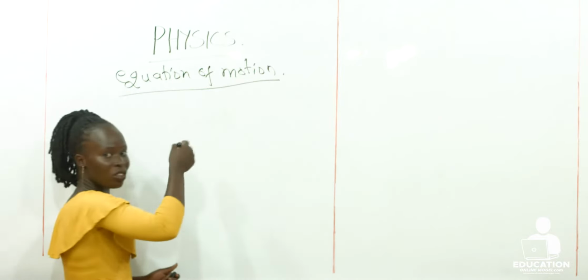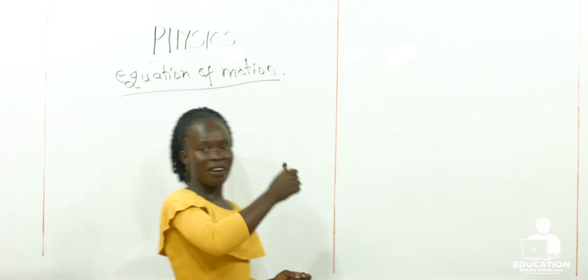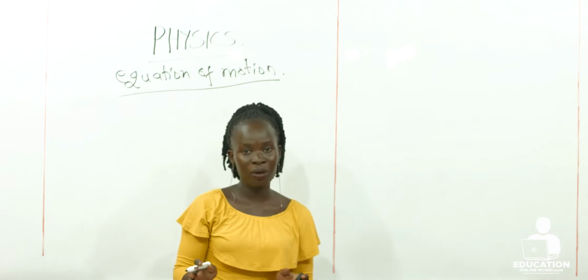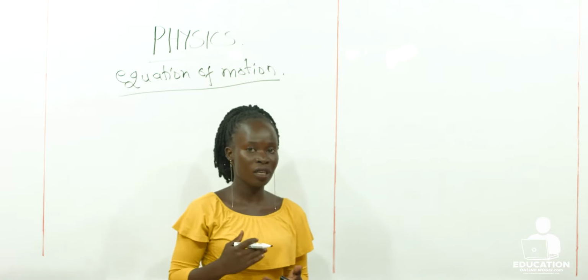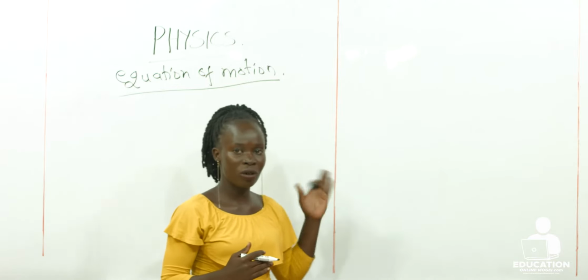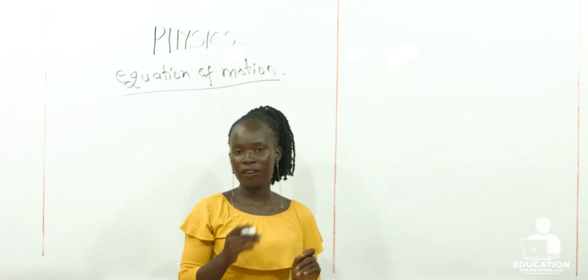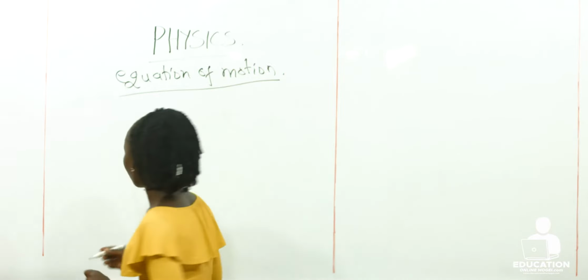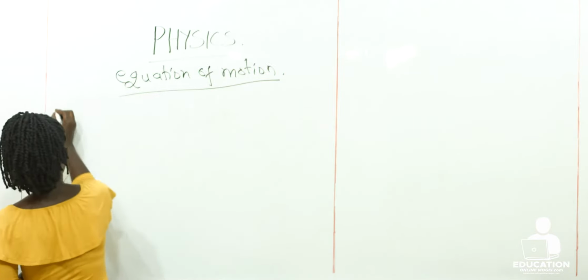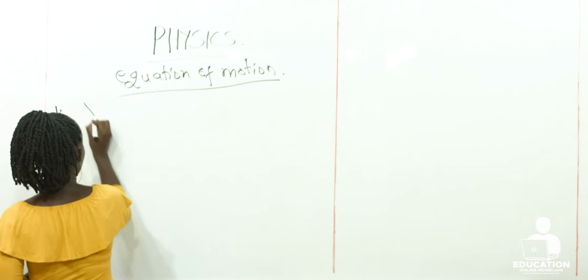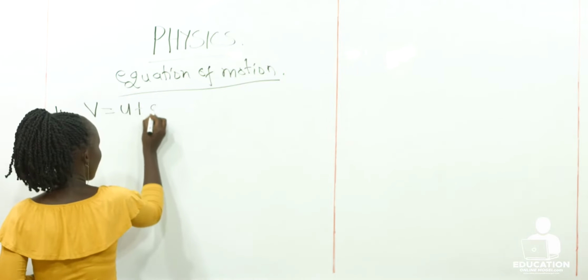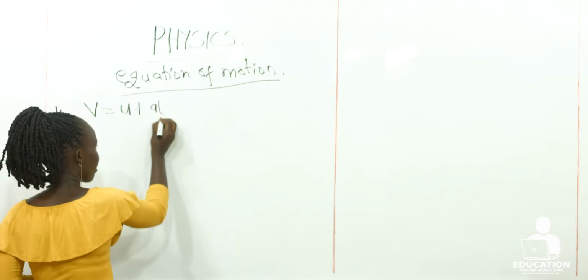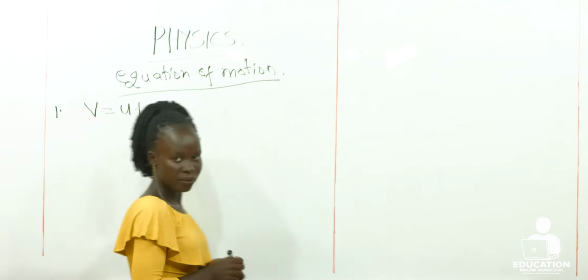This equation of motion here summarizes everything we talked about, most especially those terms we use in linear motion. They summarize all of them in this. So the first equation we're talking about is like this. We have it as final velocity is equal to initial velocity plus acceleration and then the time: v = u + at.